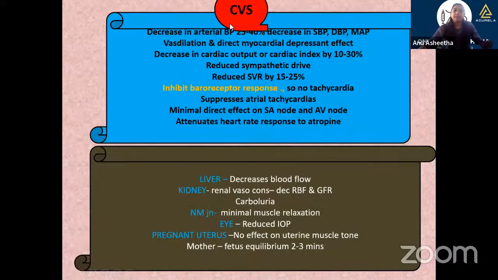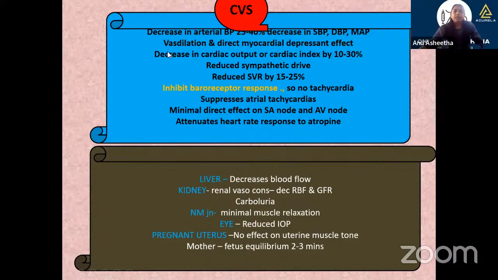Now, in the cardiovascular system, it decreases the BP by 25 to 40%. It decreases systolic, diastolic, and also mean arterial pressure. It has a direct myocardial depressant effect and also a vasodilatory effect. So it decreases the cardiac output or cardiac index by 10 to 30%, reduces the sympathetic drive, and reduces systemic vascular resistance by 15 to 25%.